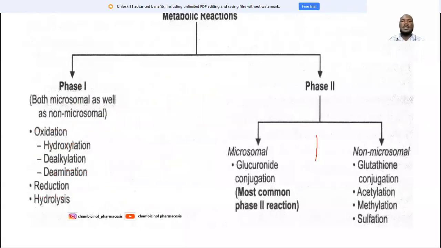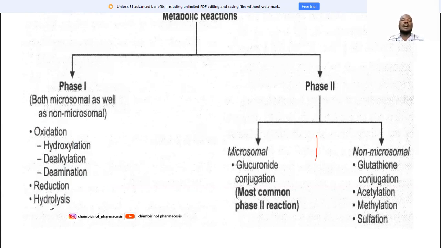So here is a brief description of these two, phase 1 and phase 2. Forget about the words microsomal and non-microsomal. I'm going to tell you in detail what microsomal and non-microsomal are. What I'm telling you here, just focus on which reactions occur in phase 1 and which reactions occur in phase 2. The reactions that occur in phase 1 include oxidation, reduction, hydrolysis, cyclization, and decyclization.